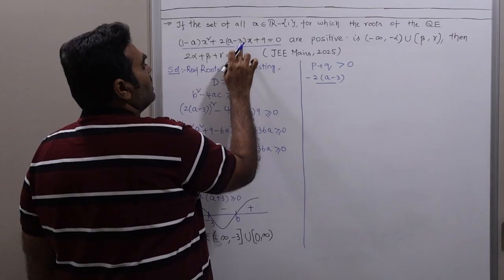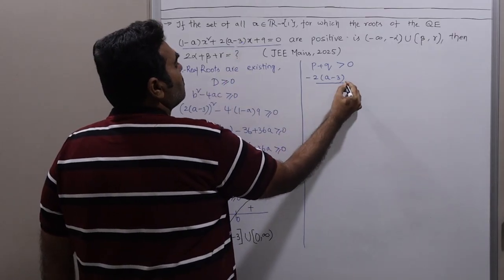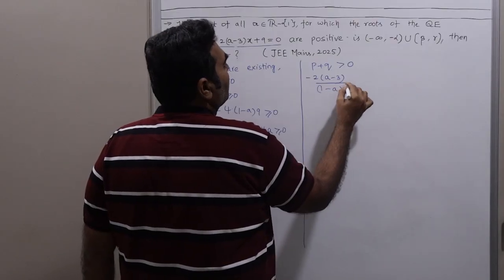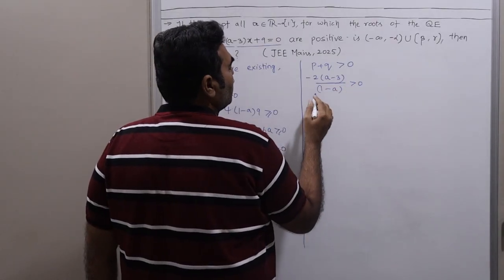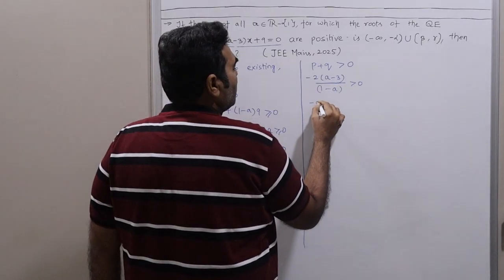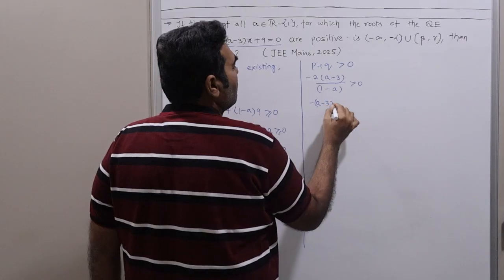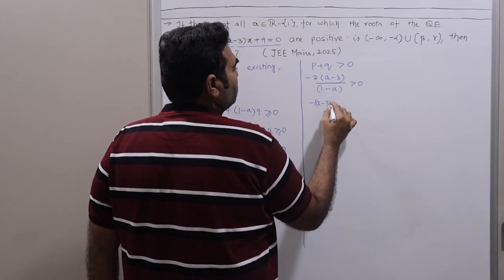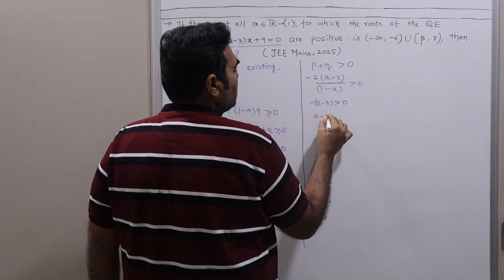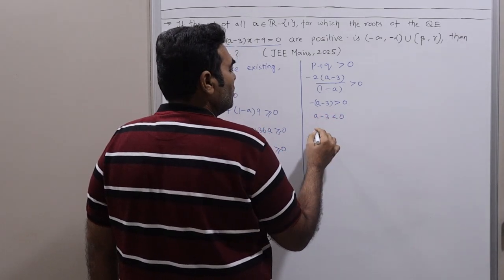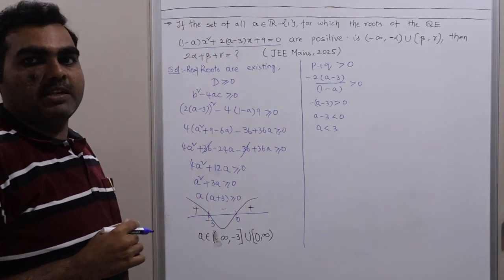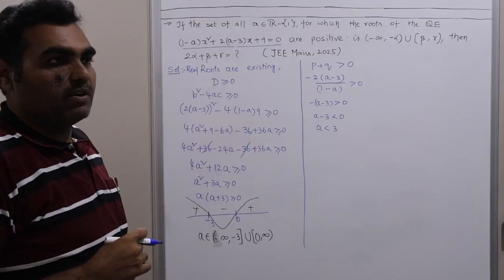2 into A minus 3 is B. Minus B means minus 2 into A minus 3 by A, where A is 1 minus A, is greater than 0. So here 2 you can send out. So now I have minus A minus 3 is greater than 0. So now A minus 3 is less than 0, so A is less than 3. This is one result we got.